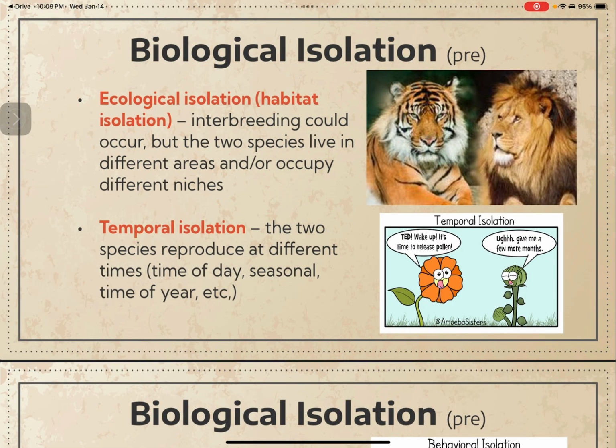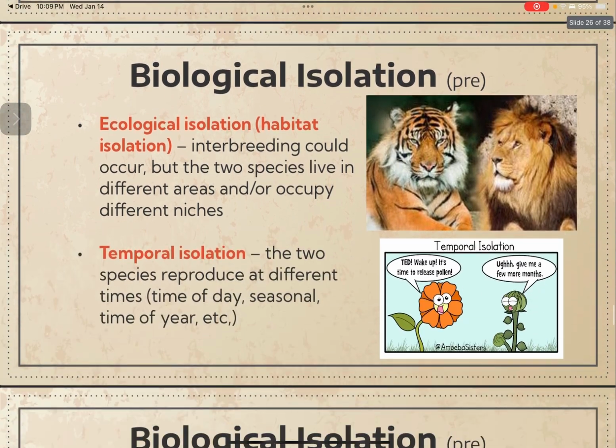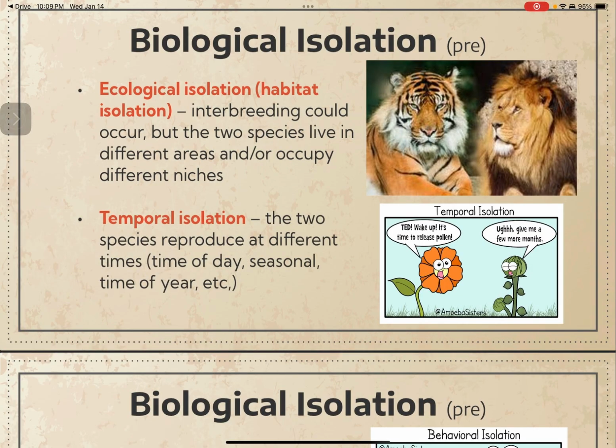So examples of pre-zygotic isolation are going to be our ecological isolation. This is our habitat isolation, which means interbreeding could occur, but the 2 species live in different areas or occupy different niches. So think tigers and lions. Lions occupy the savanna in Africa, and tigers occupy Asia. They're on 2 different continents. While they could interbreed, they're not near each other, so they're not going to.